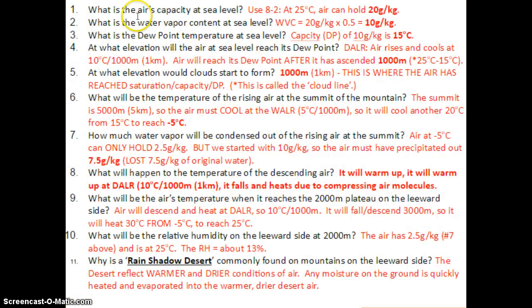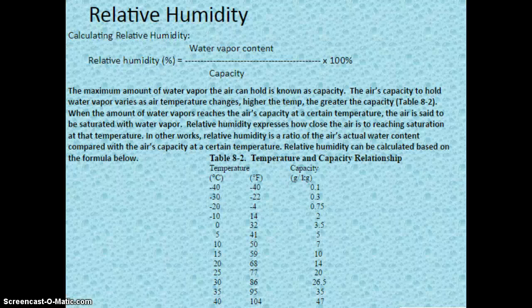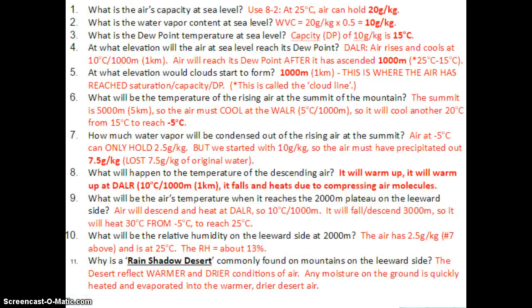Now, what is the dew point temperature at sea level? Well, if it's holding 10 grams of water vapor, this is the capacity at the dew point of 15 degrees Celsius. I can then use 8-2 to further make sense of it. In this case, 10 grams per kilogram is the capacity at 15 degrees C. So really 8-2 is the lifeline of what you're using and trying to solve for here.